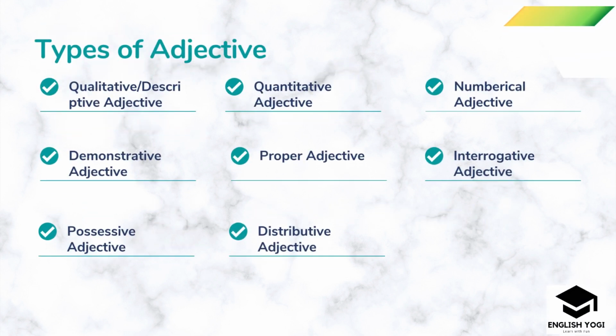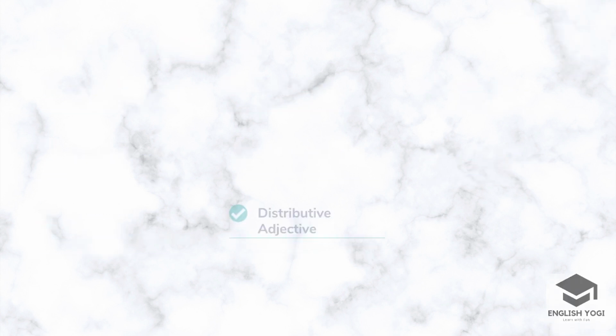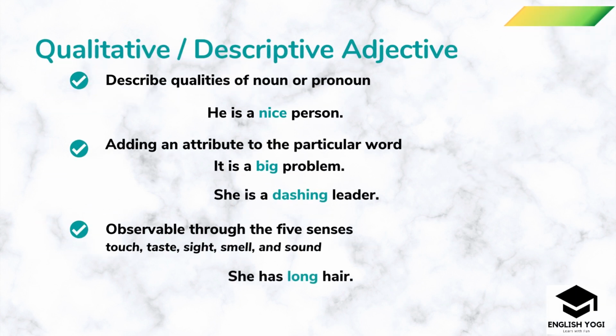Moving ahead, we have to study the types of adjective. According to some basic understanding of English grammar, there are certain types of adjective, and they are qualitative, or we can say descriptive adjective, quantitative adjective, numerical adjective, demonstrative adjective, proper adjective, interrogative adjective, possessive adjective, and distributive adjective. So these are the basic types of adjective.